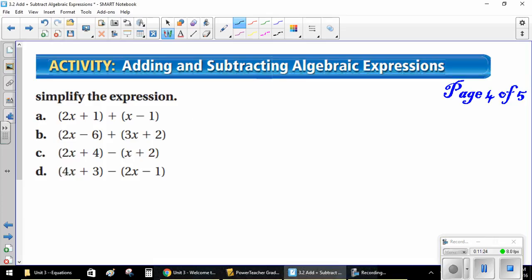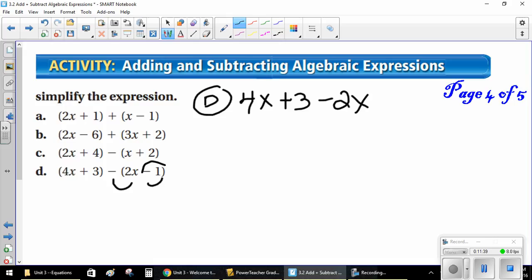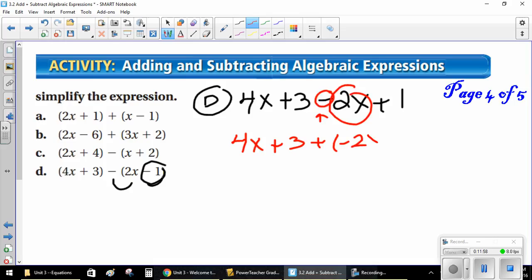Okay, here's example D. So we keep the first term, so 4x plus 3. And when I see that minus sign, I'm going to change and make everything the opposite. So it becomes minus 2x. Now you see how the next thing says minus 1? I'm just going to write it as plus 1. Okay. So I'm going to rewrite this minus sign. So 4x plus 3 plus, this becomes plus, this becomes opposite, negative 2x, and then plus 1.